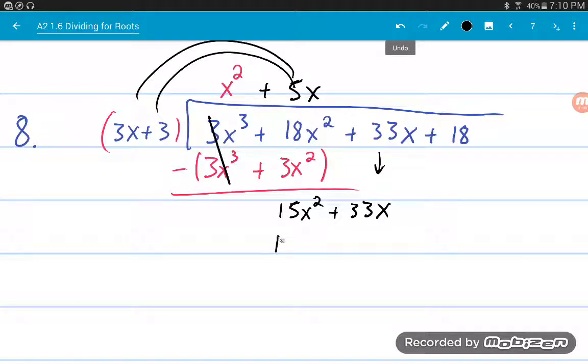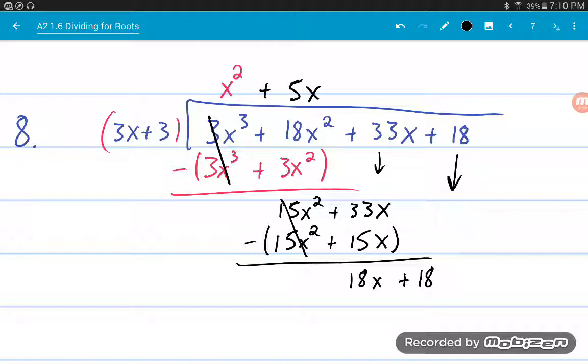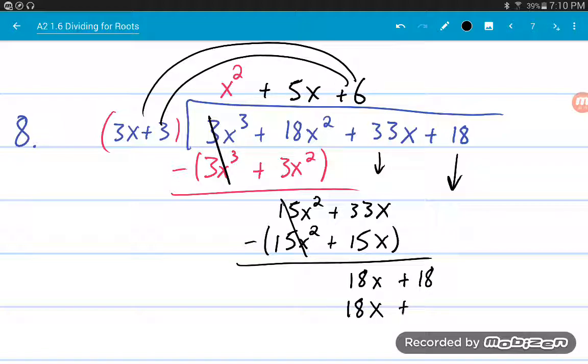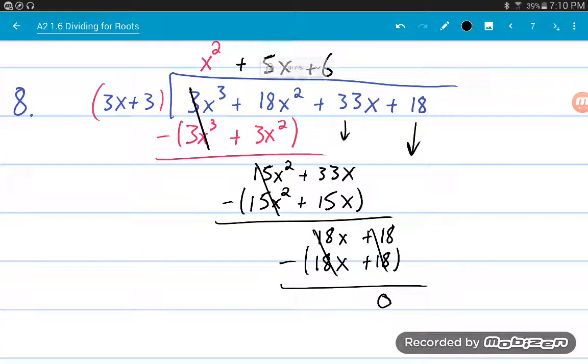Distribute that over. Gives me 15x squared. Then 5x times 3 is going to be plus 15x. Parentheses and subtract. Cross that out. 33 minus 15 is 18x. Then we bring down the plus 18. Last step. 3x goes into 18x 6 times. So that's plus 6. Distribute that plus 6 over. That's going to be 18x plus 18. Parentheses and subtract. And they both cross out. Gives us a 0 remainder. That's what we like to see.